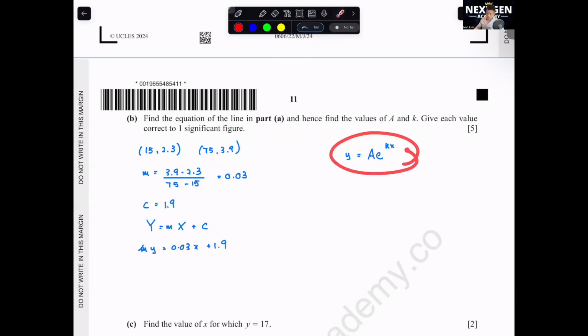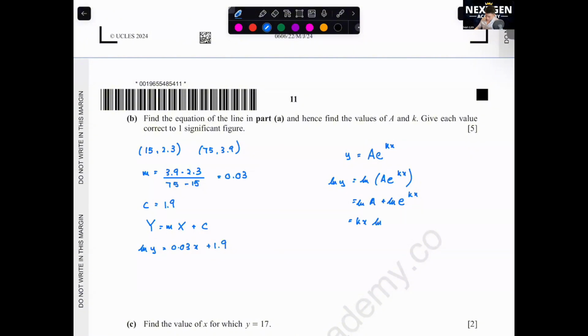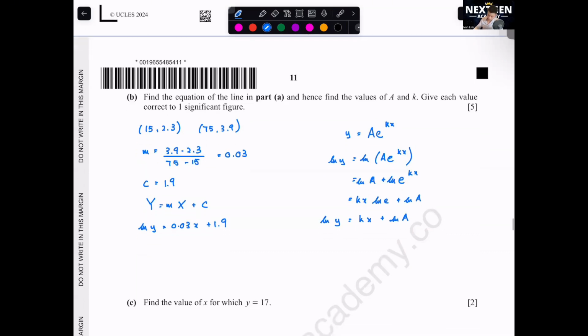Now they want us to find the A and the K value. We will start from here. I want to rewrite this into y equals mx plus c and compare with this. So I will put ln on both sides first. ln y equals ln(a e^(kx)). Separate this: ln a plus ln e^(kx). I bring the kx down: kx ln e plus ln a. ln e is equal to 1, so this will be kx plus ln a. So ln y equals kx plus ln a.